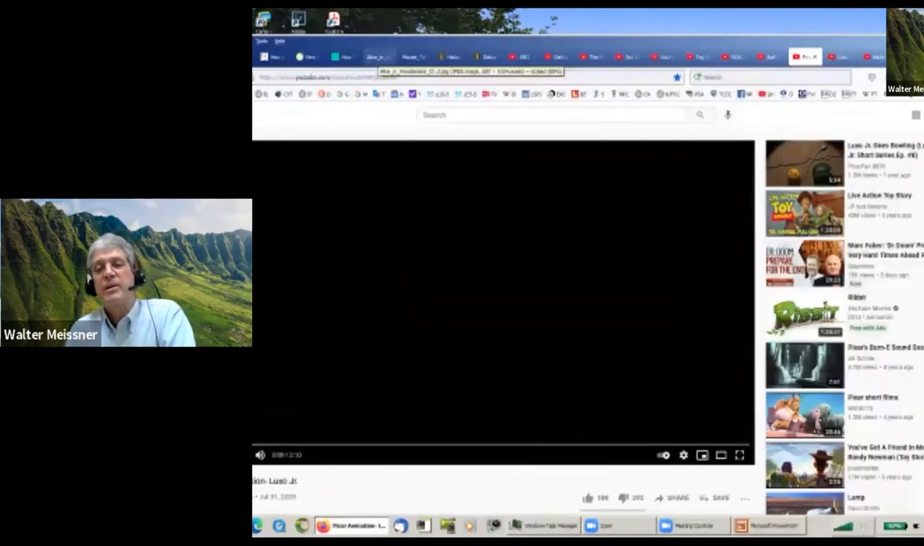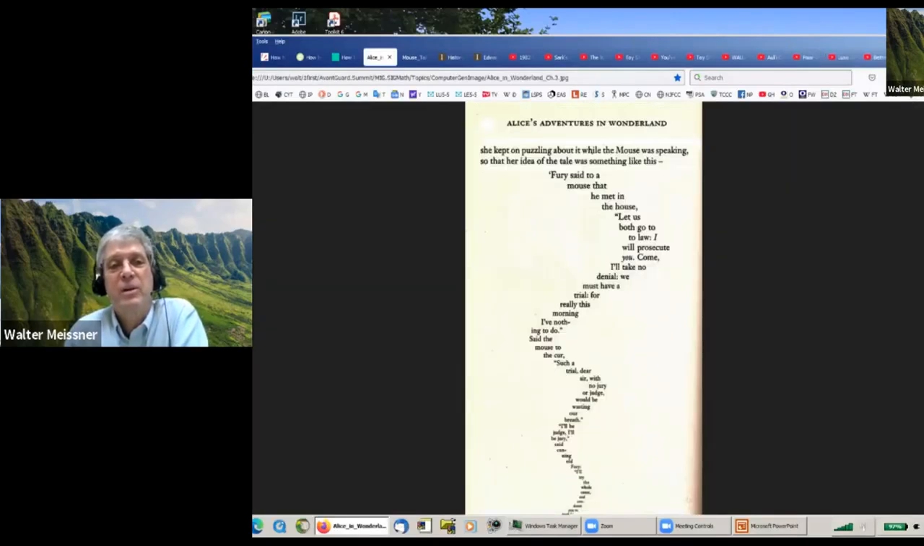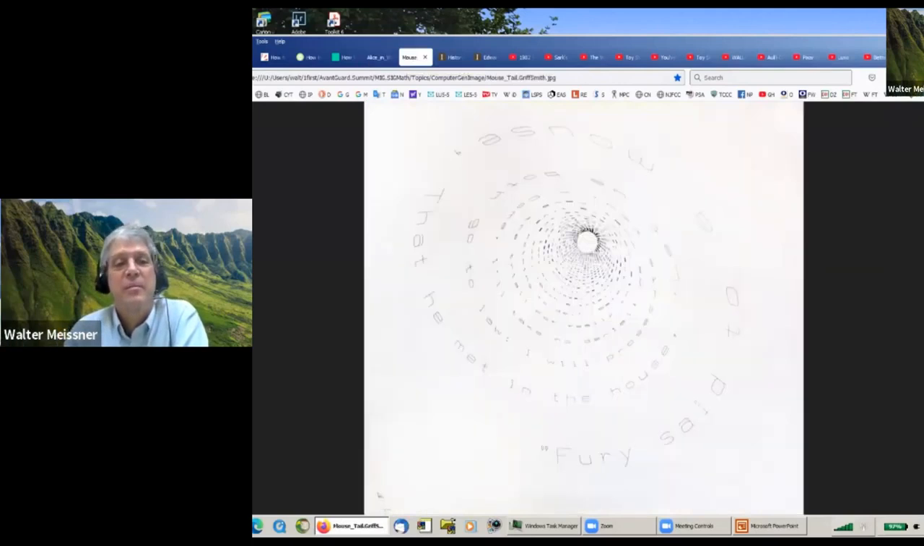I'd like to start off going historically from the 1970s on up, more or less. Before the first thing I'm going to show, Griff helped me, he sent me some work that he did on a Calcomp plotter. It's out of Alice in Wonderland, and the text says, Fury said to a mouse that he met in the house, let us both go to law, I will prosecute you. Come, I'll take no denial. And it goes off into a mouse's tail. Well, he did that on a Calcomp plotter, but he did it as a continuous line of text spiraling into a cylinder. And I just want to show you what he did back then.